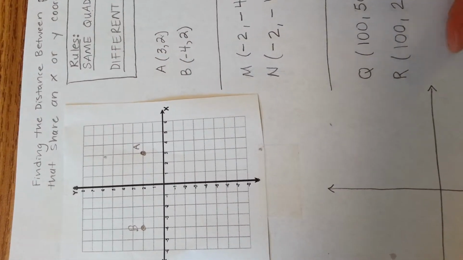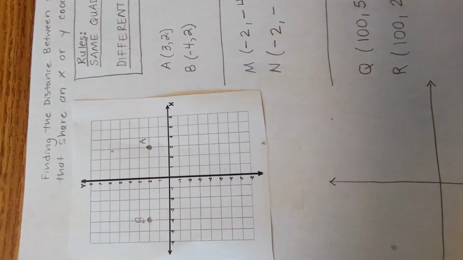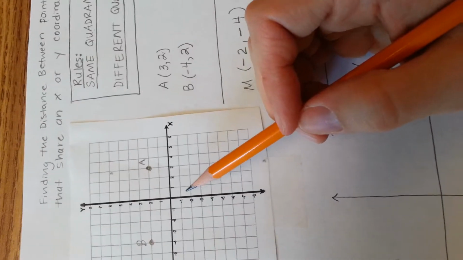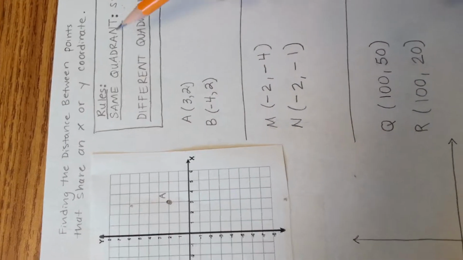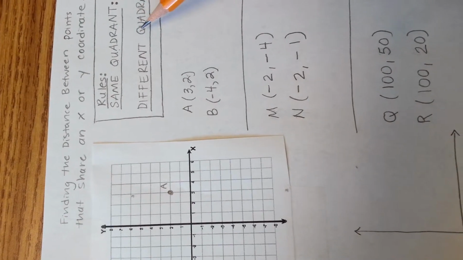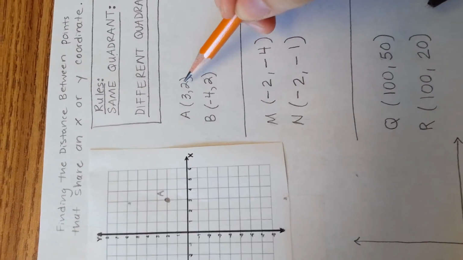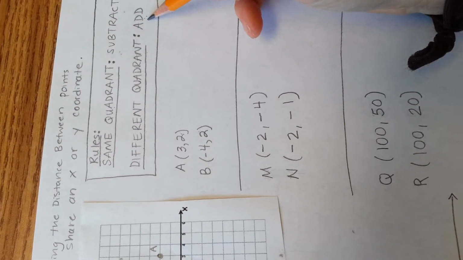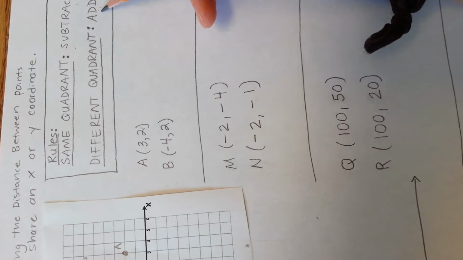Okay? Now, yes, I could count because I'm provided a graph. However, if I didn't count, how would I do it? Thinking about my rules. Now, let's see. Since they're in different quadrants, I'm going to be adding. What will I be adding?